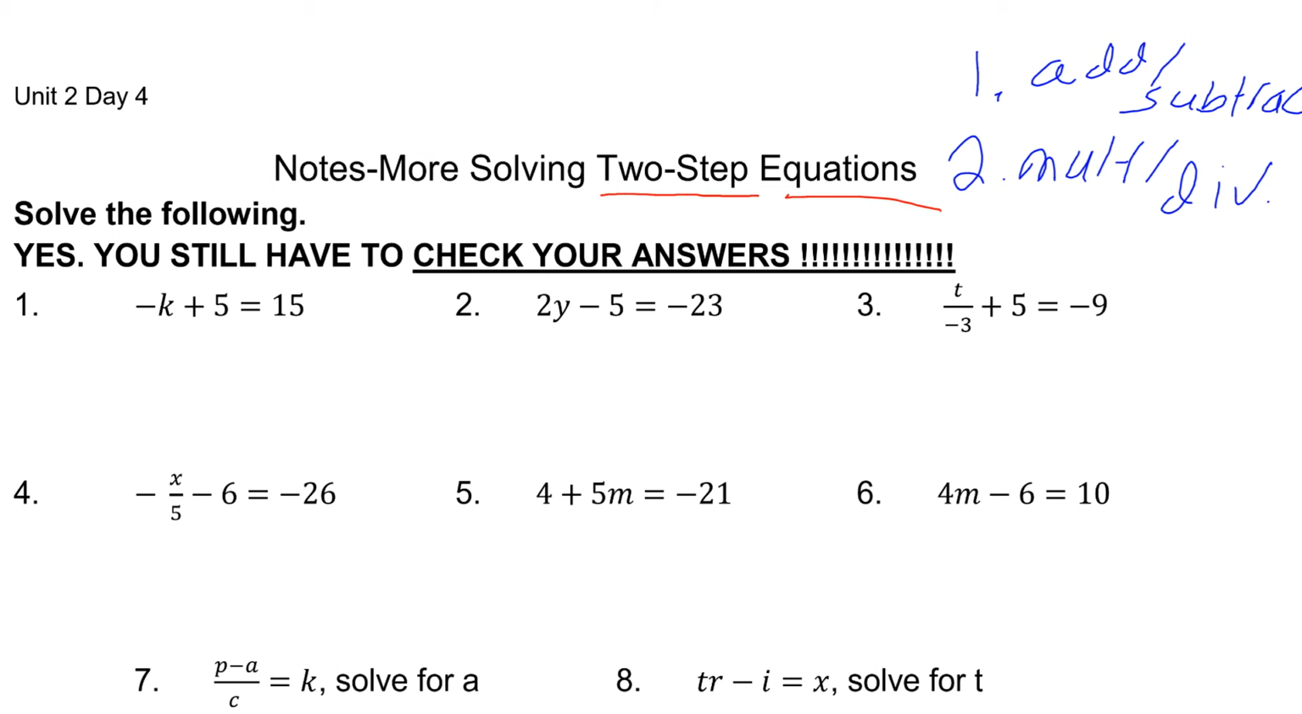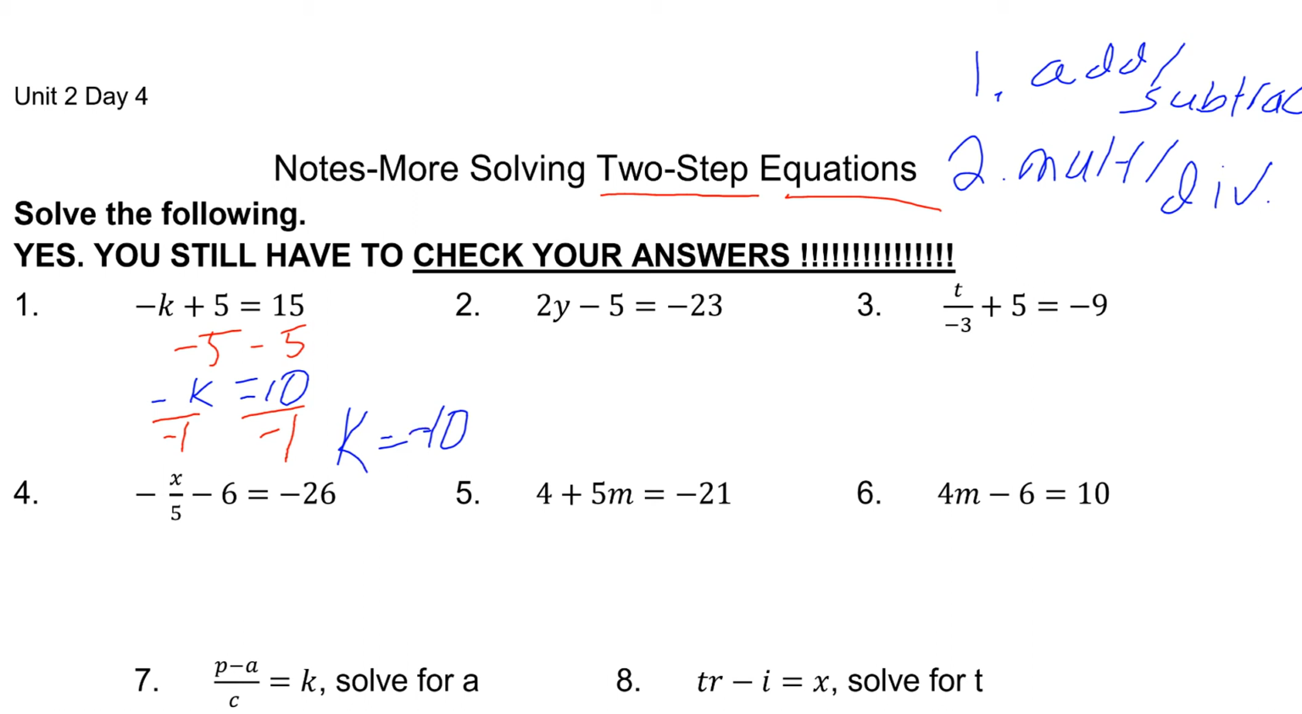So, number 1, okay? We know how to eliminate that plus 5. We need to subtract 5. So, we subtract 5 from both sides, and we're left with negative k equals 10. And then from there, we can divide by negative 1 to get rid of that negative sign. And that's going to leave us with k equals negative 10. Let's make that k look a little bit better. There we go.